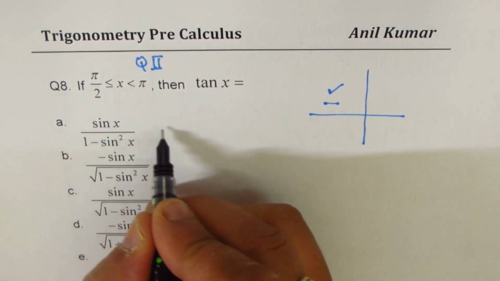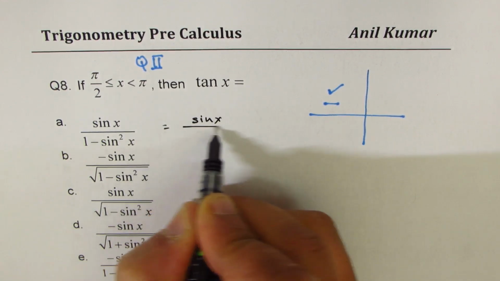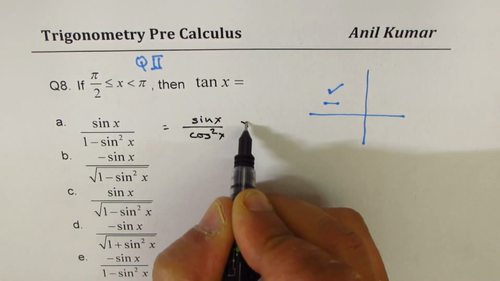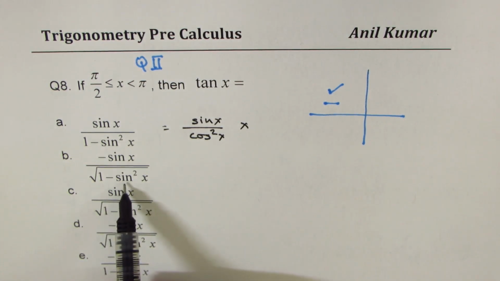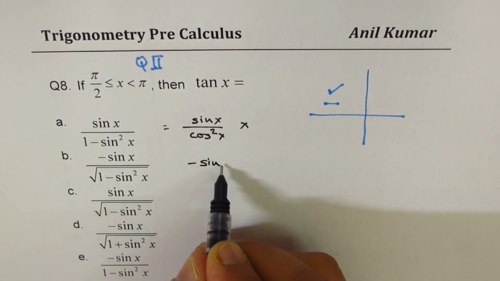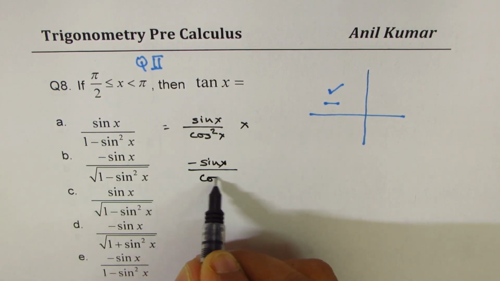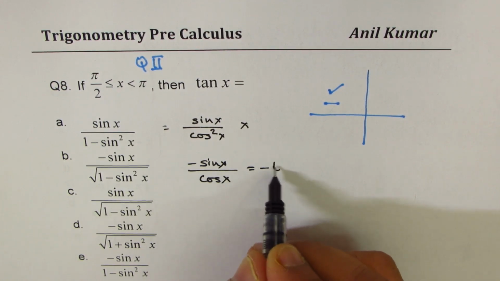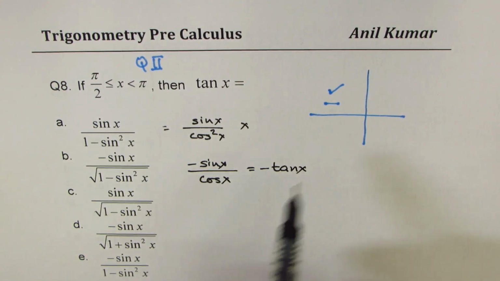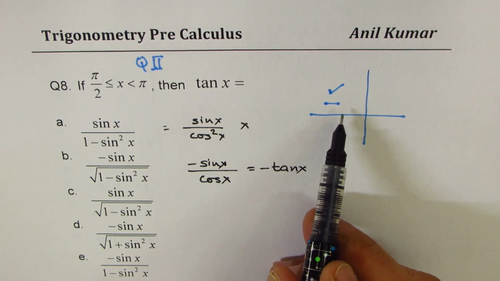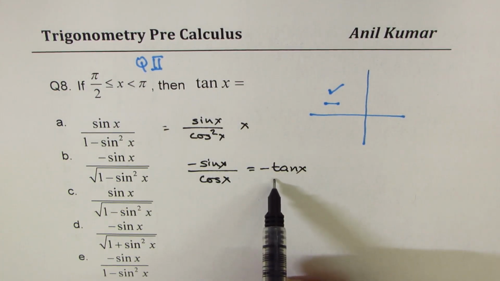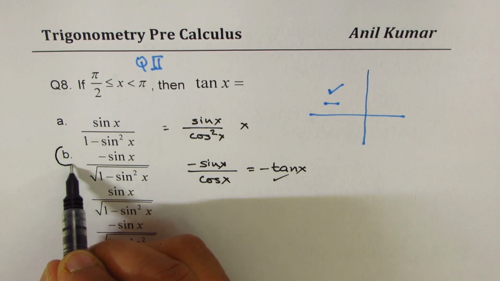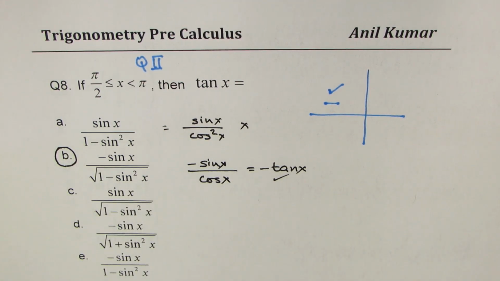This is basically sine x over cos square x. That is not the answer, right? This is cos x. So this is negative sine x over positive cos x. So that gives you negative tan x. Is that okay? Now, in quadrant 2, tan x is expected to be negative, and therefore that becomes the right option. So this is option B, correct? So the value of tan x has to be negative, and therefore we get that as our option.